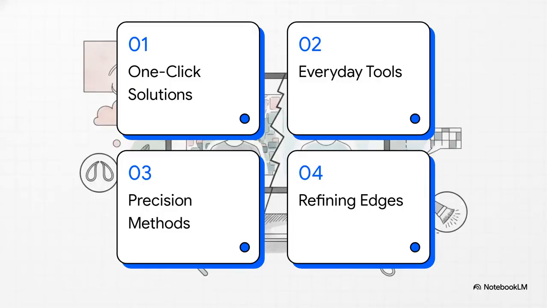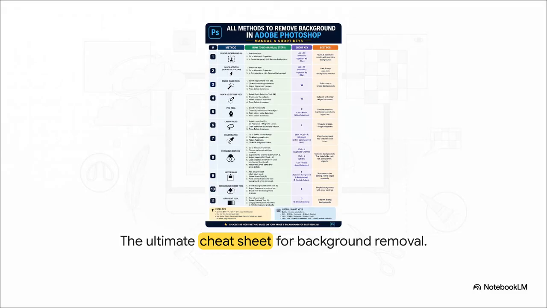To make this super easy to digest, we're breaking this down into a quick 4-step roadmap. First, instant one-click solutions. Second, everyday selection tools. Third, professional precision methods. And finally, perfecting and refining edges. Right off the bat, we want to give you the ultimate cheat sheet so you have a structured method to this madness. You don't ever need to guess which tool to use anymore. The days of randomly clicking around the toolbar and just crossing your fingers are officially over. Whether you're dealing with a simple, solid background or insanely complex, chaotic fine details, there is a specific optimized workflow for it. We're going to unpack exactly how to use this hierarchy so you can finally reclaim your time.